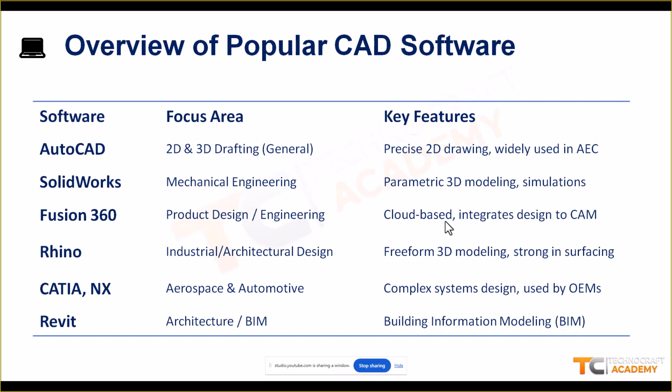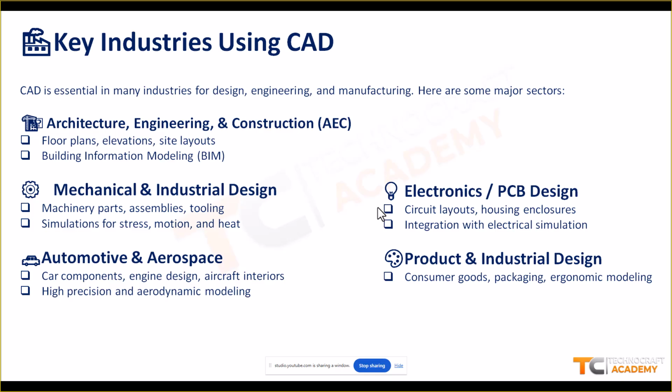Basically, we don't use the AutoCAD tool for 3D modeling in the current generation. We are using advanced tools like SolidWorks, and we have Siemens NX for all the automotive components. Key industries where we use CAD: architecture, engineering, and construction. There we use it for floor designs, elevations, site layouts, and also for building information modeling.